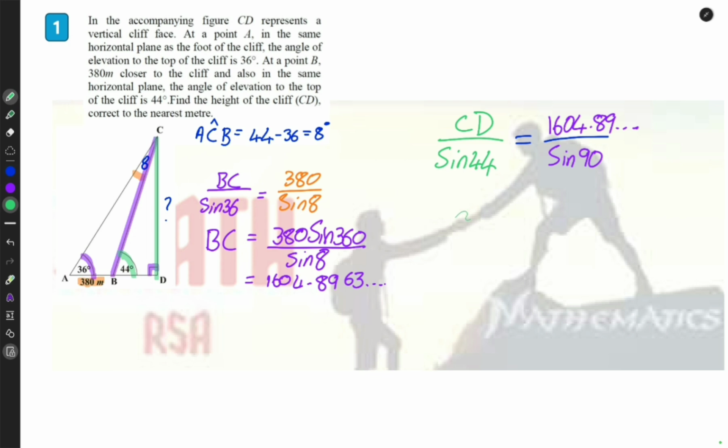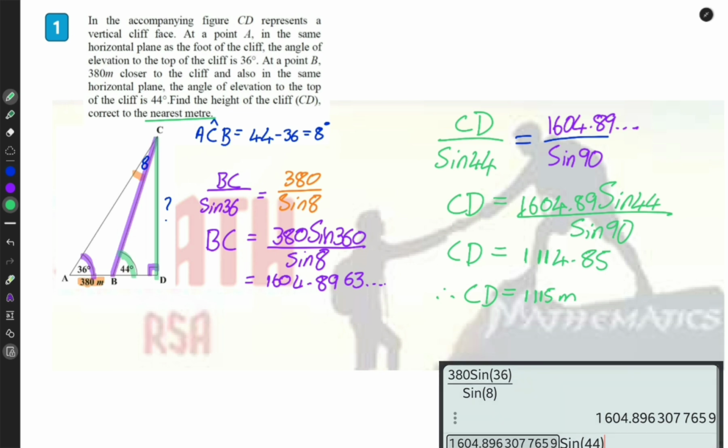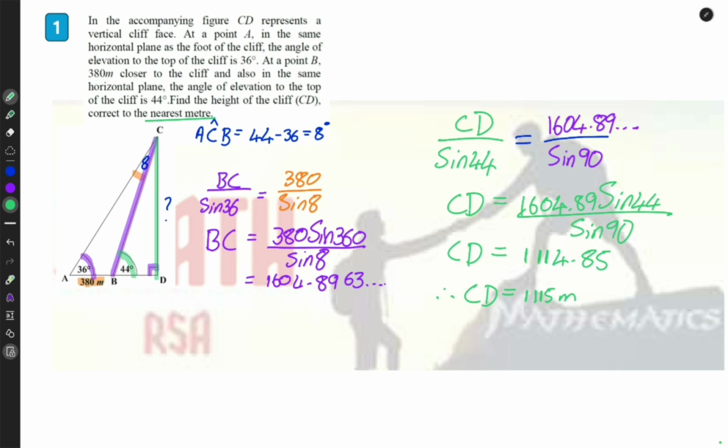Now I can just multiply over the sine 44 and type all of that in the calculator to see what they give me. The question asked me to round off to the nearest meter, so I can just say that answer is 1,115 meters. So guys, please use your highlighters, see where the couples are and what you can pair together. Otherwise, this is going to be really tricky.